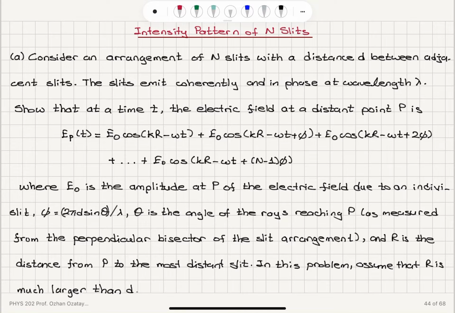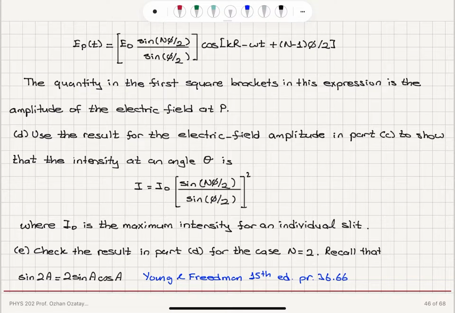Intensity pattern of capital N slits, part D. Use the result for the electric field amplitude in part C to show that the intensity at an angle theta is I0 (sin(Nφ/2) / sin(φ/2))², where I0 is the maximum intensity for an individual slit. And part E, check this result for N equals 2. Recall that sin 2a is 2 sin a cos a.